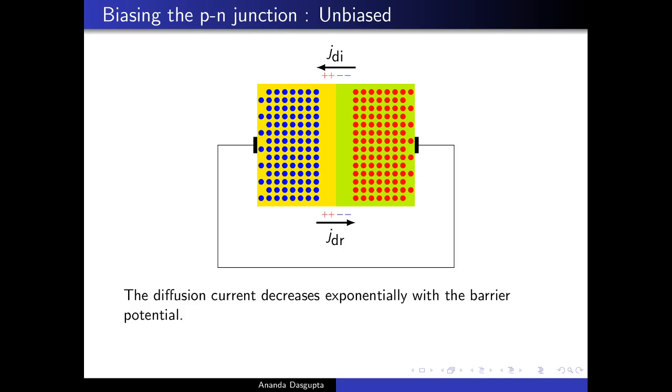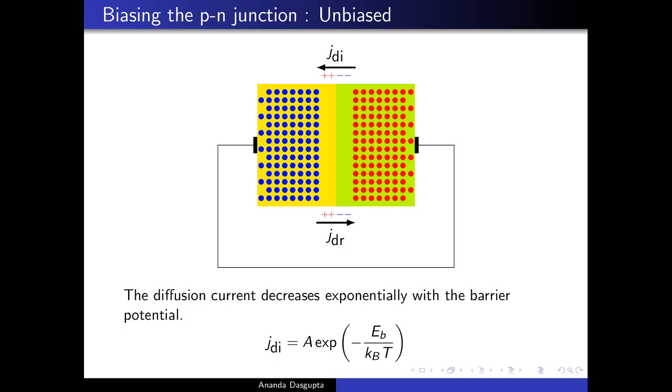And as you may be aware from elementary knowledge of statistical mechanics or some thermal physics that you have already studied in your previous semester, the larger the energy is, the probability of finding a particle with such an energy becomes exponentially lower. So this is why the diffusion current falls off exponentially with the barrier potential. So J_DI is the current density due to diffusion. Unfortunately, diffusion and drift both start with a D, so I could not write J_D.